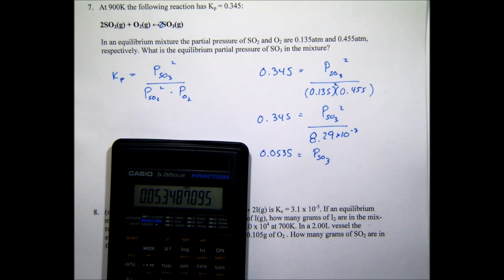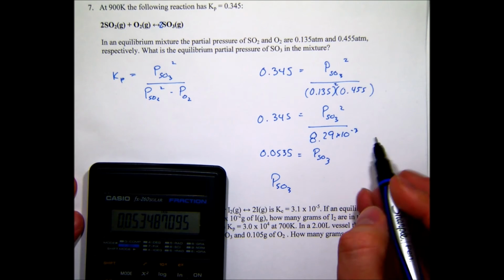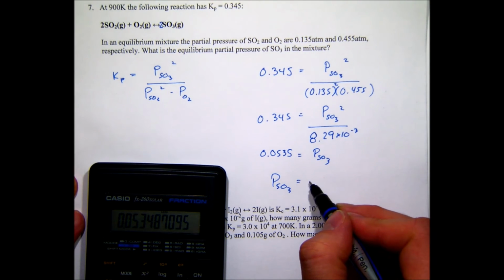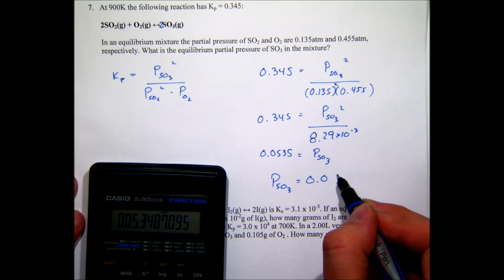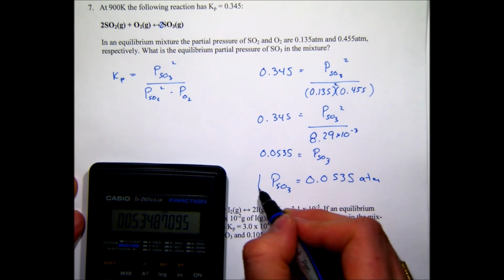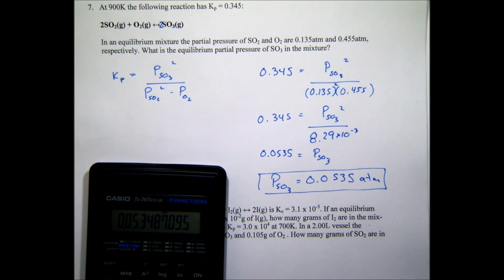0.0535. So we'll just report it. The partial pressure of SO3 must be equal to 0.0535 atmospheres. And there's our answer.